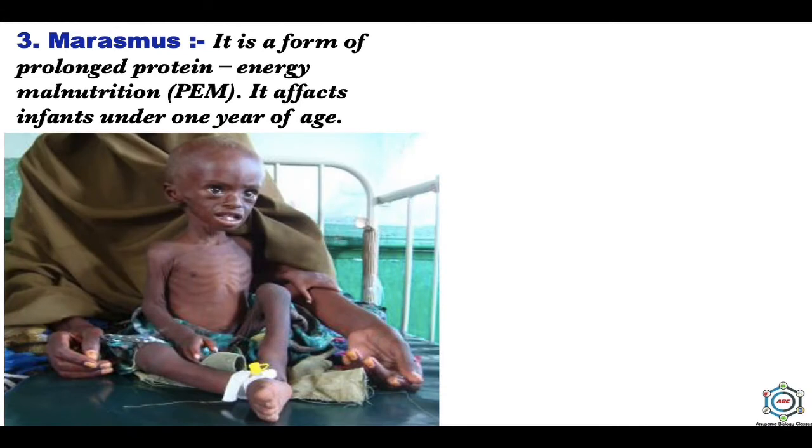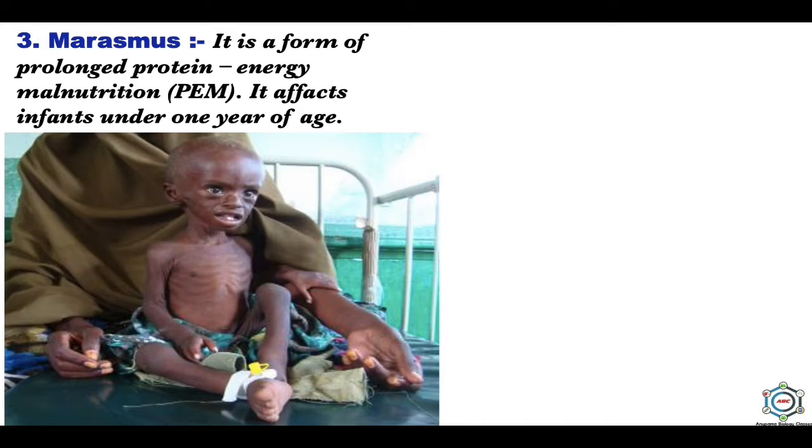Now, marasmus. It is a form of prolonged protein energy malnutrition, PEM in short. It affects infants under 1 year of age. In the picture you can see a patient. It is caused by simultaneous deficiency of proteins and food calorie value. It affects infants if mother's milk is replaced too early with foods having low protein content and calorie value.